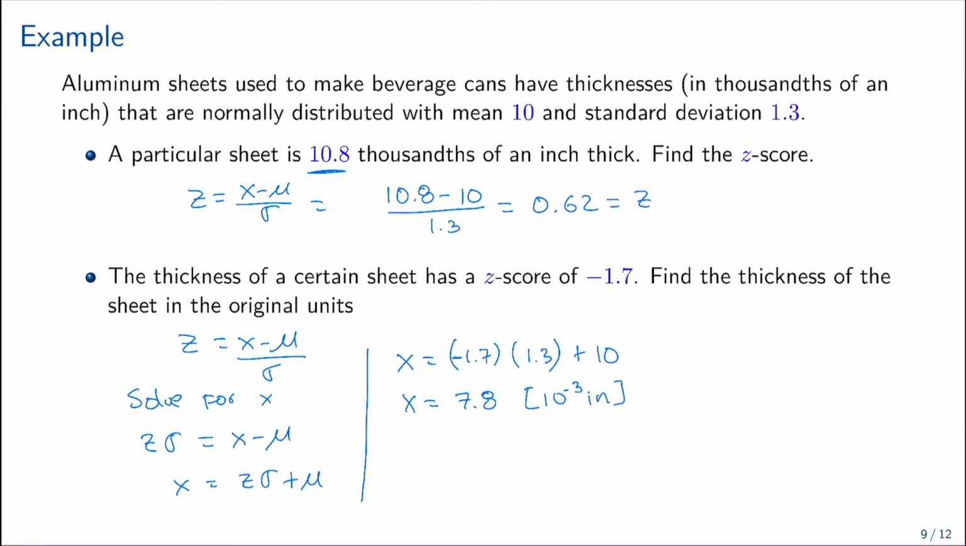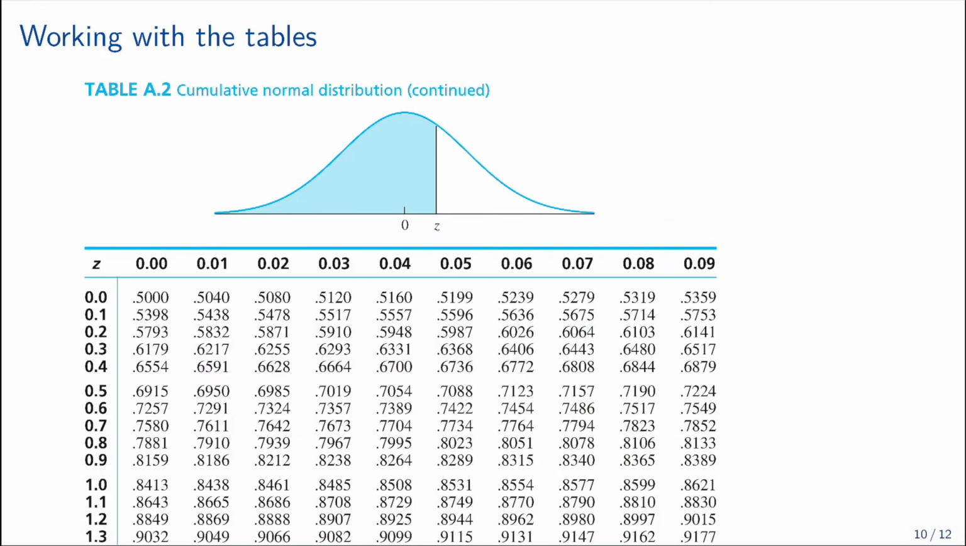Finally, how can we use this in practice to compute probabilities? Let's suppose that we need to compute the probability of x being less than 10.8. We can either use the full exponential function and do the integral, or we can use the z-score and compute the value by looking at tables of the standard normal distribution.